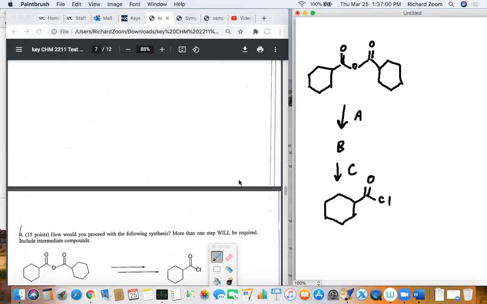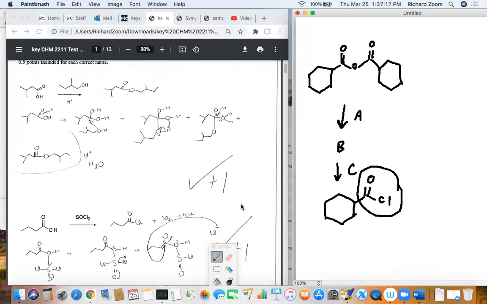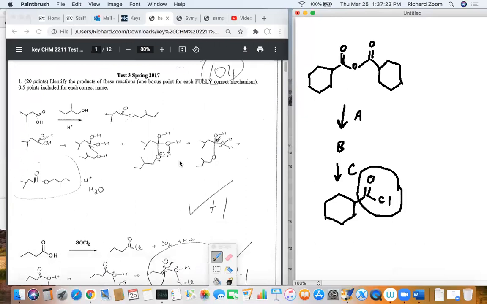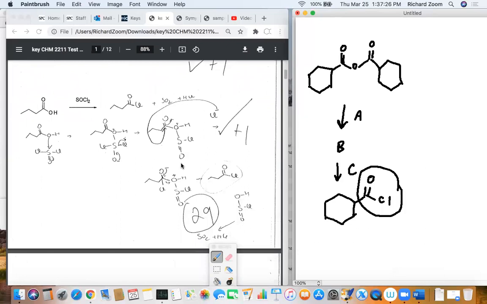So what I'm going to do first is look for something in question 1 that has a similar functional group to what we're seeing here in the product. So always look at the product first, right? So let's look at the product first here. And I'm going to start in question 1 and look for something that forms a similar, oh, look, there it is right there. Look at that. And there's the reaction.